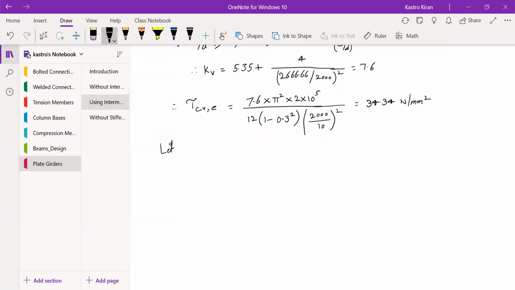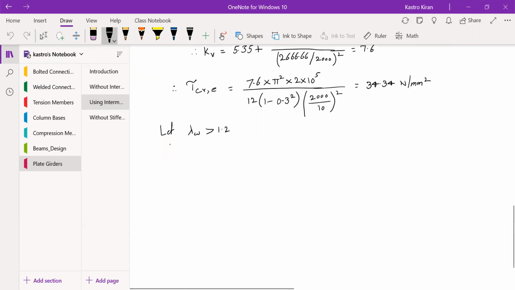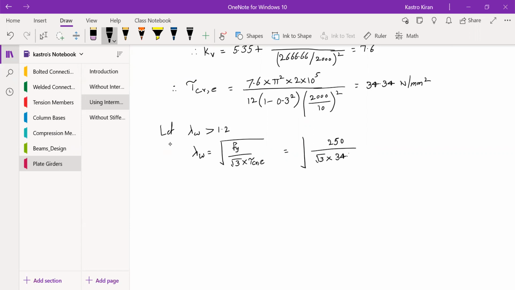Let us assume lambda W is greater than 1.2. When lambda W is greater than 1.2, the slenderness ratio lambda W equals under root Fy by root 3 into tau CRE. Substitute Fy as 250 and tau CRE as 34.34. If you solve this, the slenderness ratio is 2.05, which is greater than 1.2. We assumed lambda W should be greater than 1.2, and we got 2.05, so you don't have any confusion here.